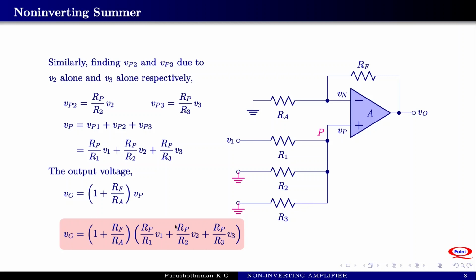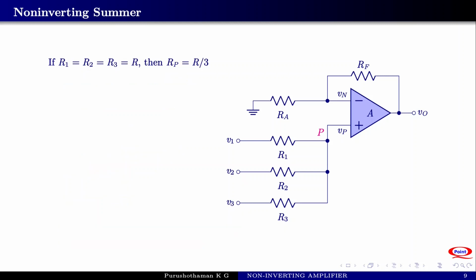So this is the expression for output in this case. So you can treat this also as a weighted summer, and you can see that the sum is not inverted, it is positive. So this is a non-inverting summer. Now consider some special cases. If R1 equal to R2 equal to R3, all the three resistors are equal, say R, then Rp, the parallel combination of three equal resistors, equals R by 3.